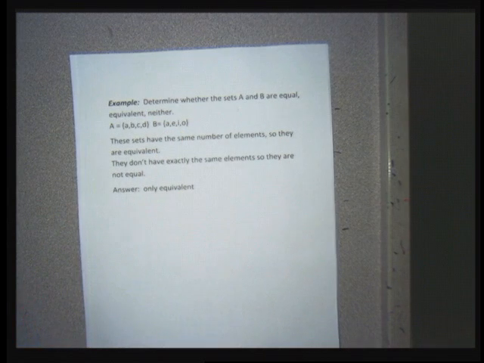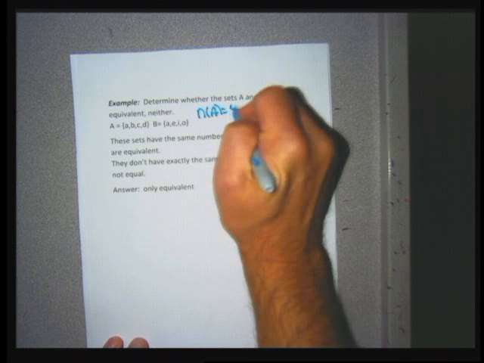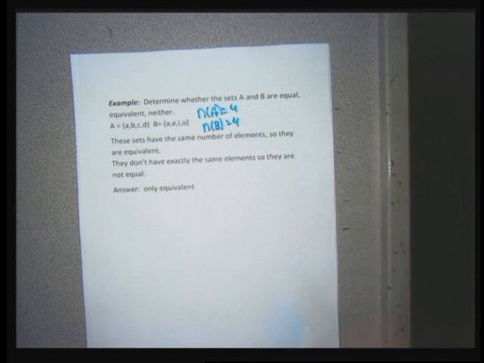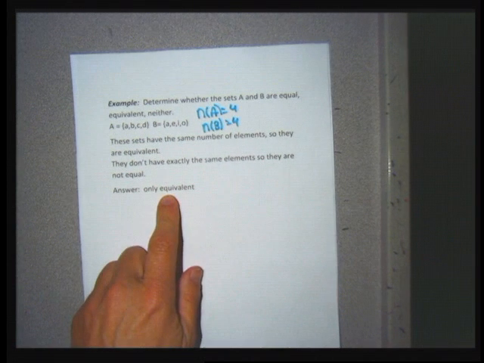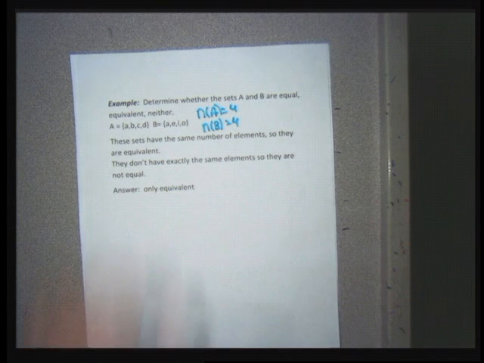But the cardinal number of A is 4, and the cardinal number of B is 4 because they have 4 elements. So these are equivalent sets because they both have the same number of elements, and that's what it takes to be equivalent. So they're equivalent, but they're not equal. So determine whether the sets A and B are equal, equivalent, or neither. They're only equivalent. They're not equal. And it wouldn't be right to say neither because they're one of the two.